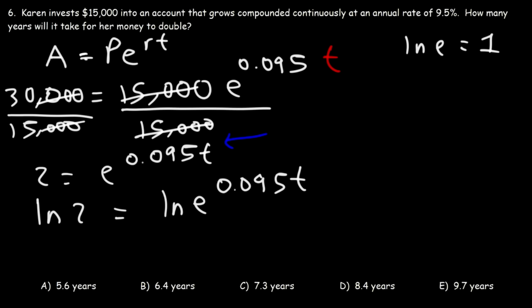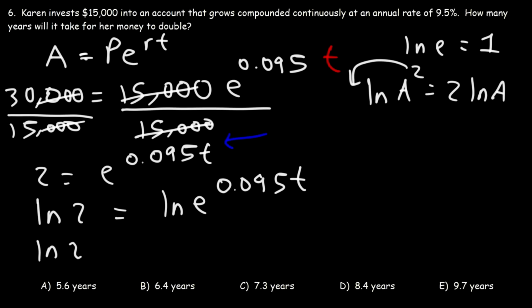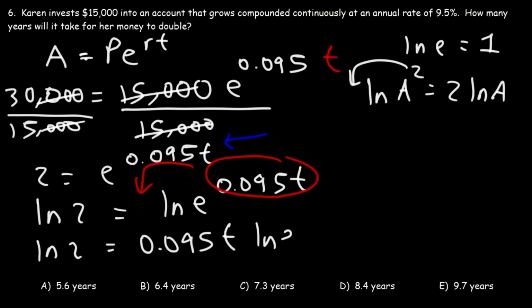Now, a property of logs allows us to take the exponent and move it to the front. For instance, ln a to the second power is equal to 2 ln a. We can take the 2 and move it to the front. So we're going to take this whole thing and move it to the front here. So it's going to be 0.095t times ln e. And ln e is 1, so that's going to disappear.